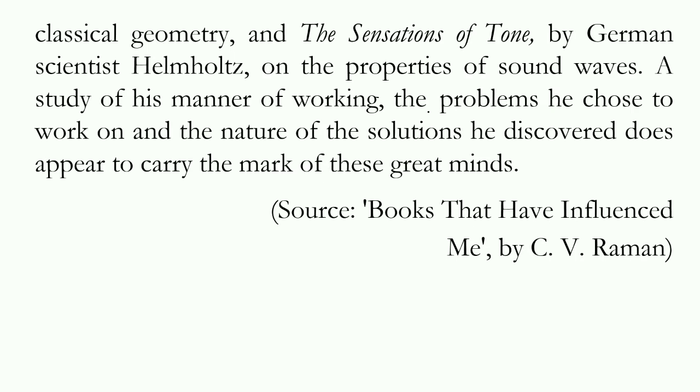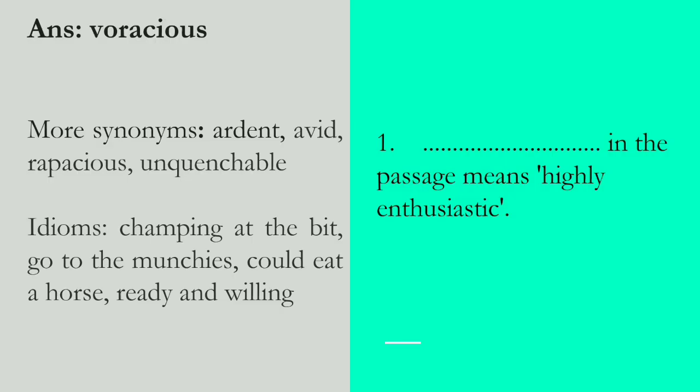Okay, now we will move on to the exercises. Meanwhile, we will be coming back to the passage in order to find the answers to the questions given in the exercises. All the 10 exercises we will be dealing with are based on this passage. So the first question is, dash in the passage means highly enthusiastic, and the answer is voracious. Our passage begins with that term. Raman was a voracious reader and pored eagerly over all books. He was highly interested, highly enthusiastic about books.